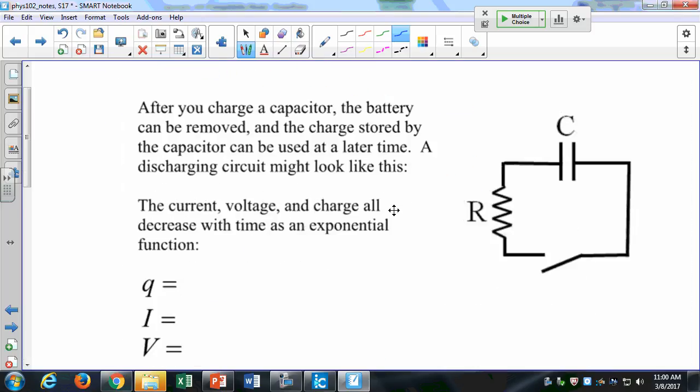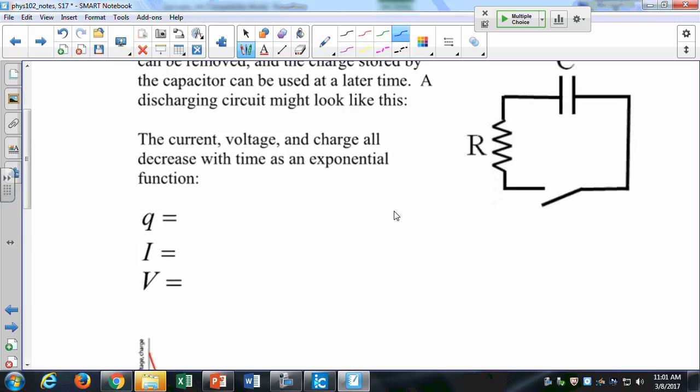So after you charge a capacitor, you can take away the battery, usually using a switch or something, or if you want to physically take away the battery, then what you have is a capacitor that's all charged up, and then you have a resistor. You can close the switch. You can send that charge through the resistor, and you can discharge that capacitor. And these all decrease with time in these decay exponentials.